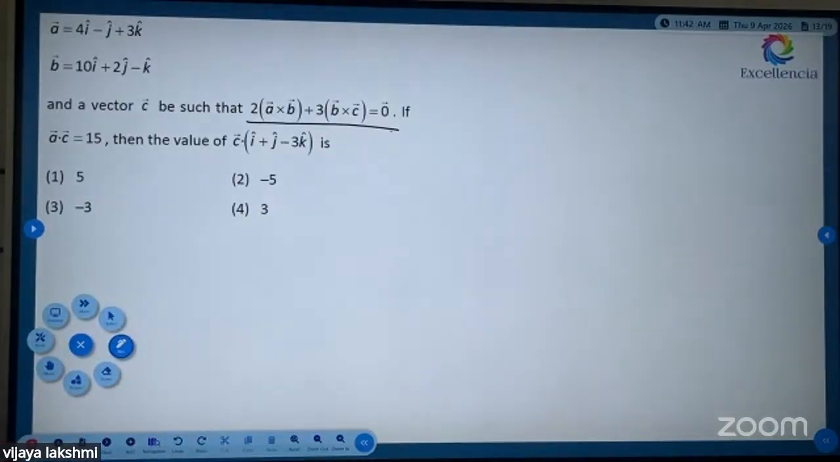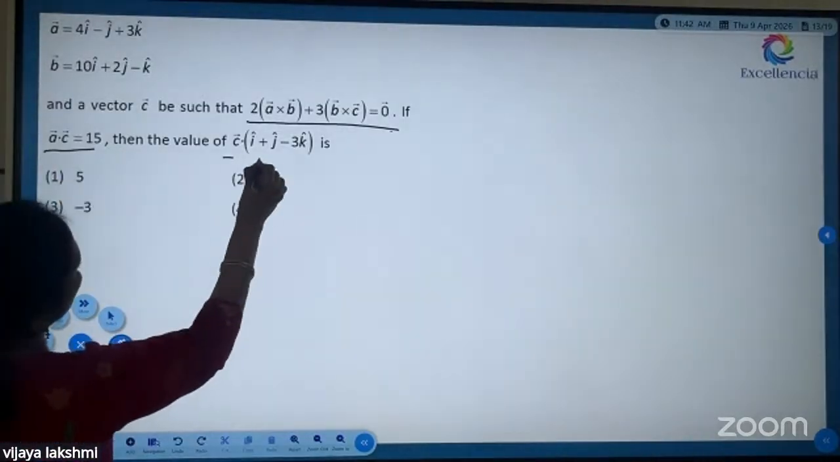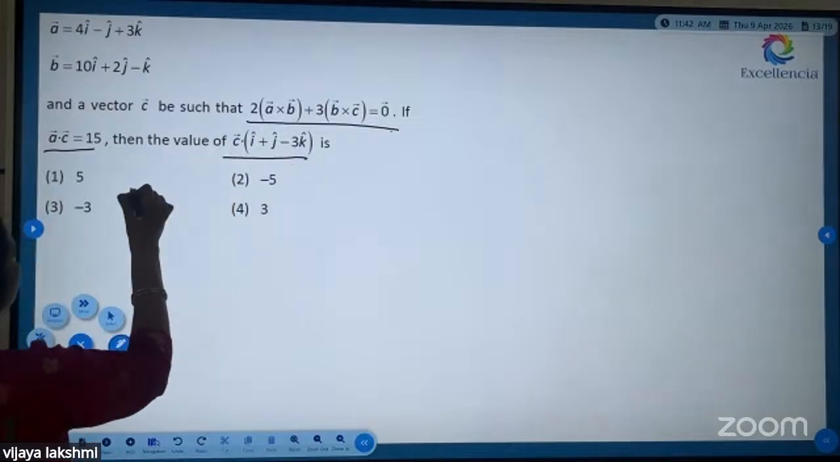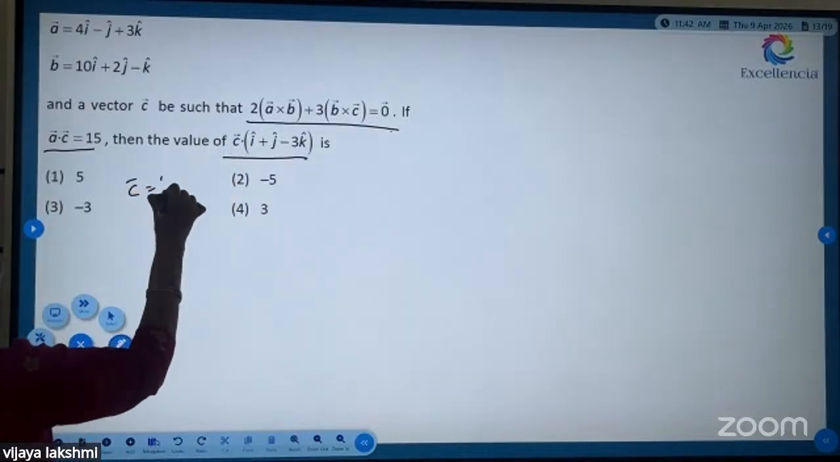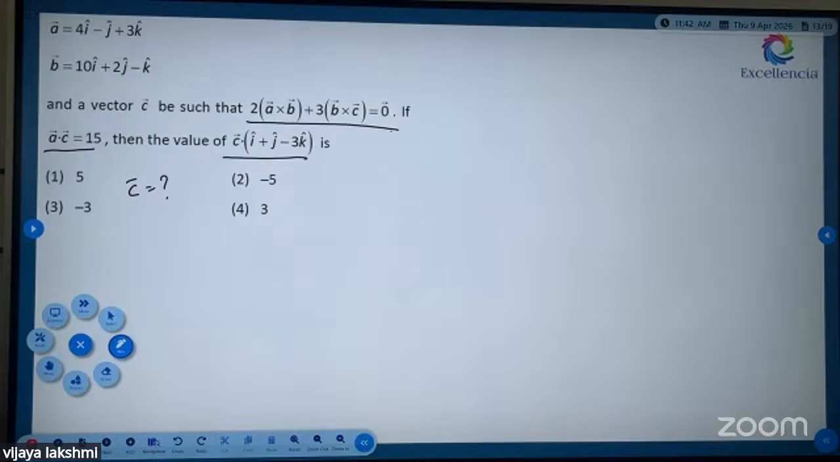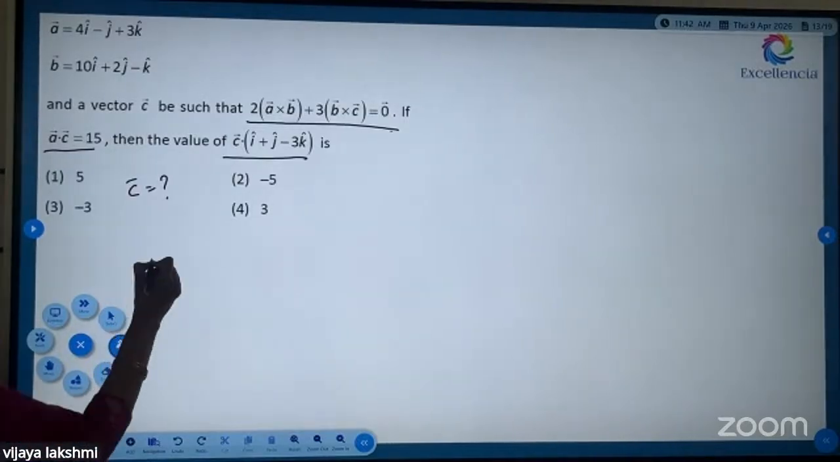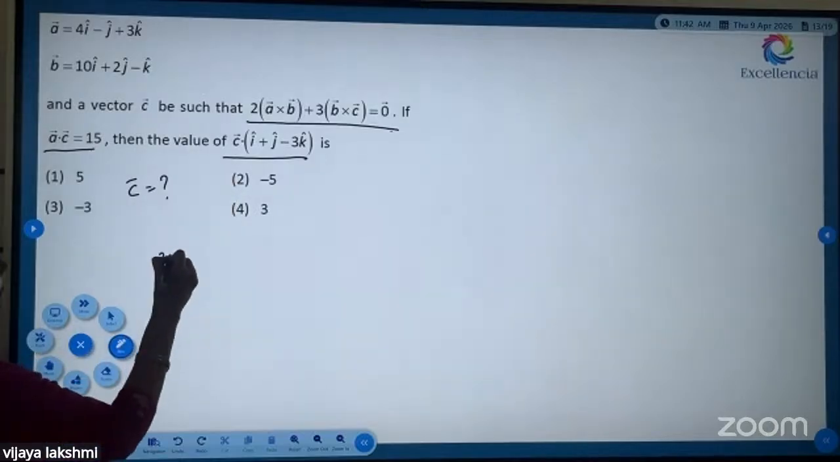And c vector is such that if a bar dot c bar equal to 15, they are asking us to find c bar dot this vector. Finally, we have to find c bar. Yes, if we get c bar, we can find it. That's what I'm doing here.